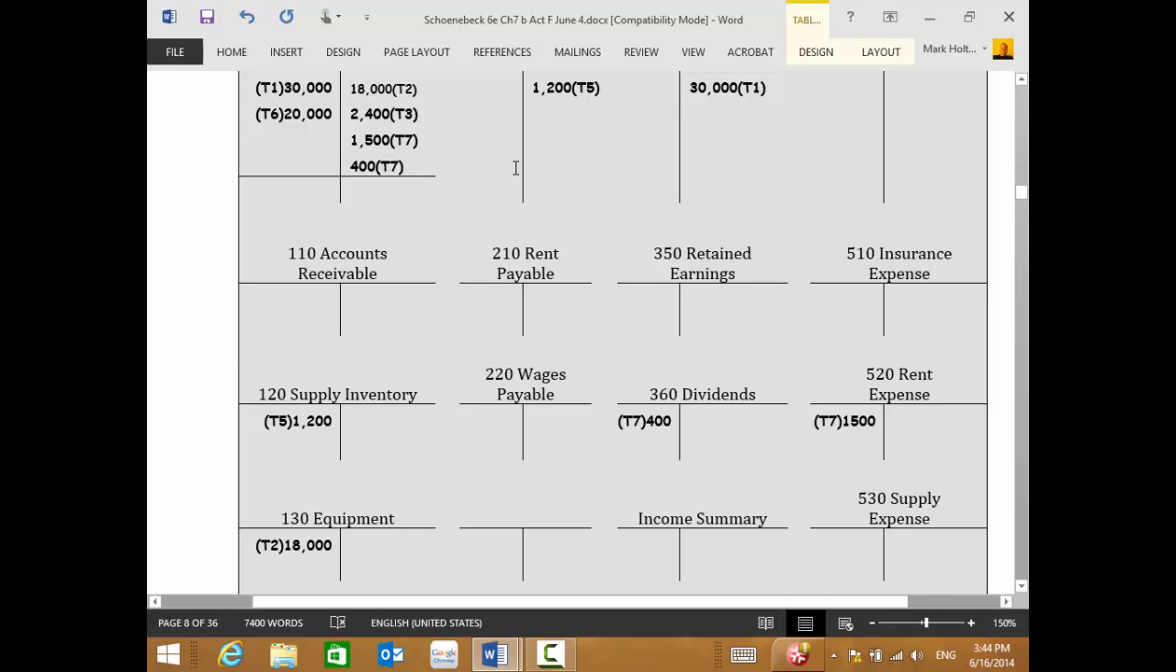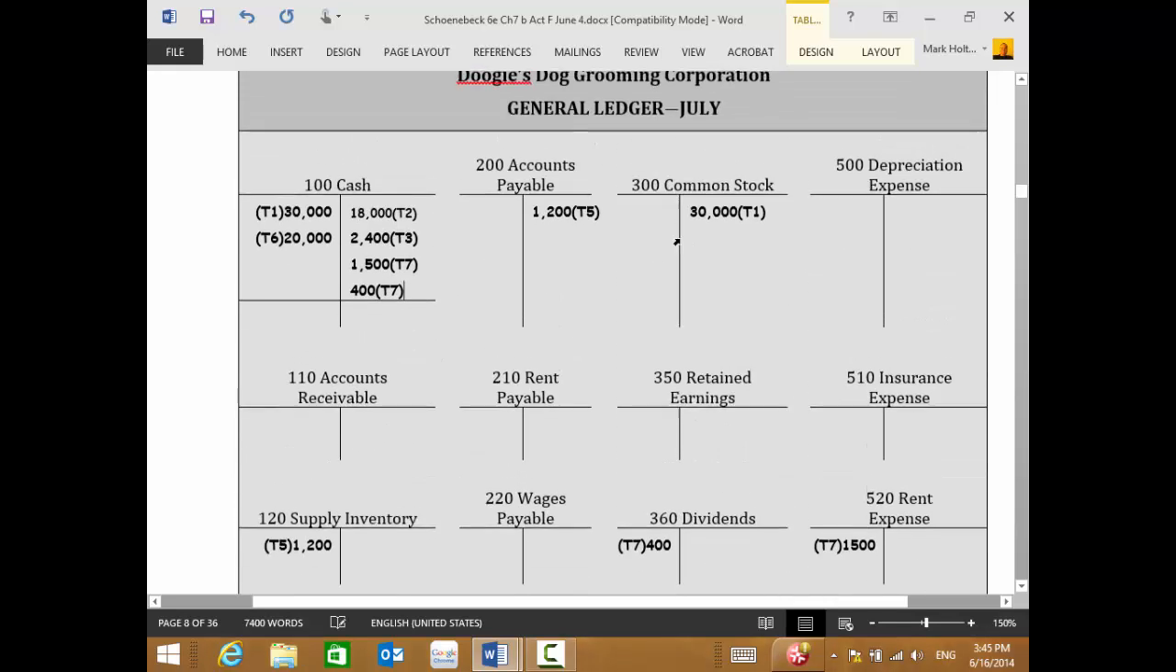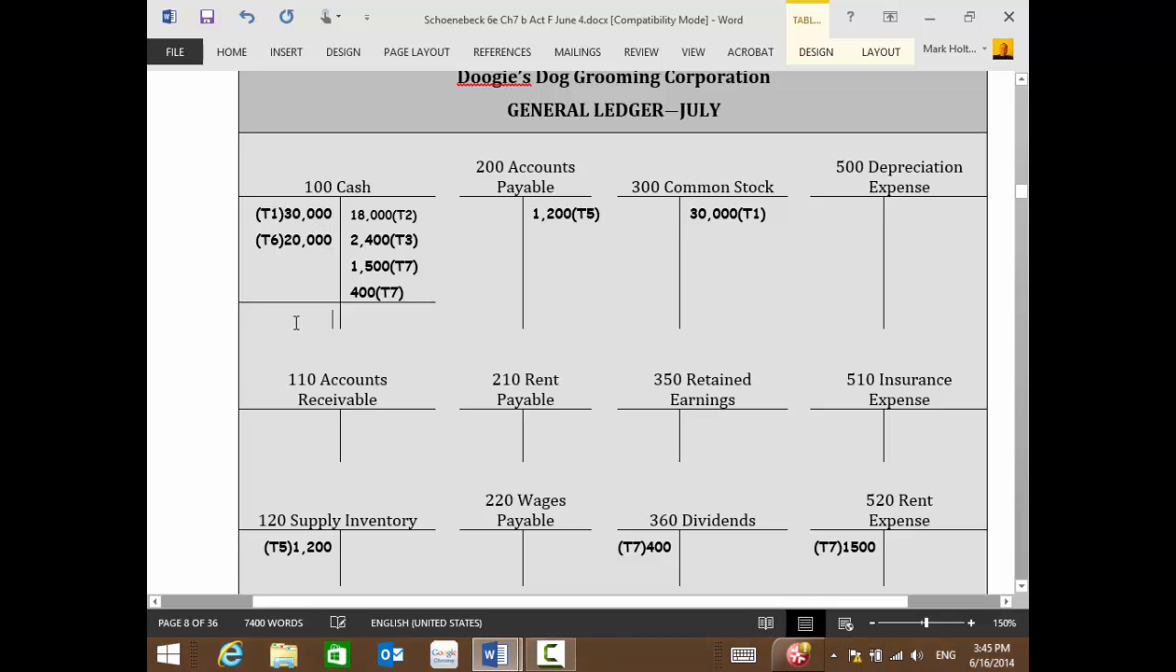Those are all the transactions, and a lot of these are not yet used on this page. We're going to be coming back to it later. If you add all your debits in cash and subtract all your credits, because that's how the accounts work, to debit it you increase it, to credit it you decrease it, with cash you wind up with a balance of $25,700. That's $30,000 plus $20,000 minus $18,000 minus $2,400 minus $1,500 minus $400.